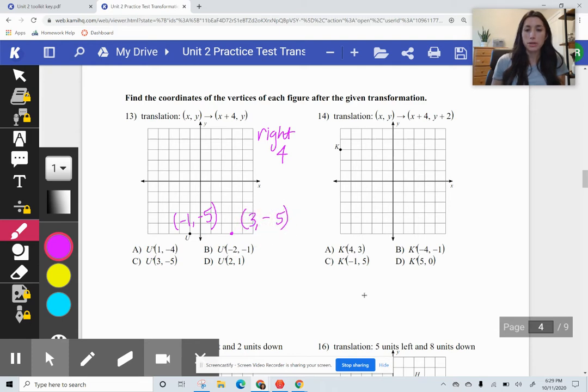So you can really do that in two ways. You can do it by graphing, or you can just do it with the coordinate rule. So now I've got U, the new point for U is at 3, -5. Using this as your example, if you want to get your toolkit out as well, I'm going to let you answer question 14.